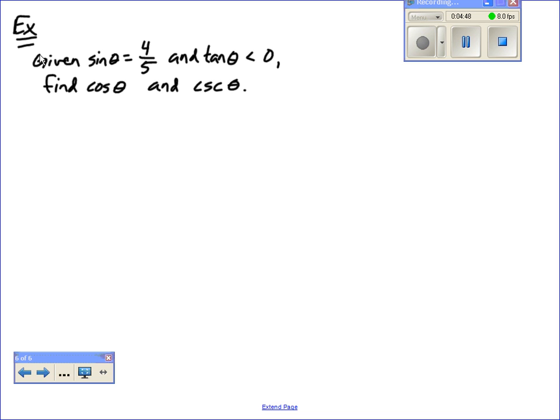Alright, so let's take a look at this problem here. We have the sine of theta is 4/5. So our y value is 4/5. So we're thinking, well, I've got to be either in quadrant 1 or quadrant 2. If I was to draw this thing, where does this theta rotate into?